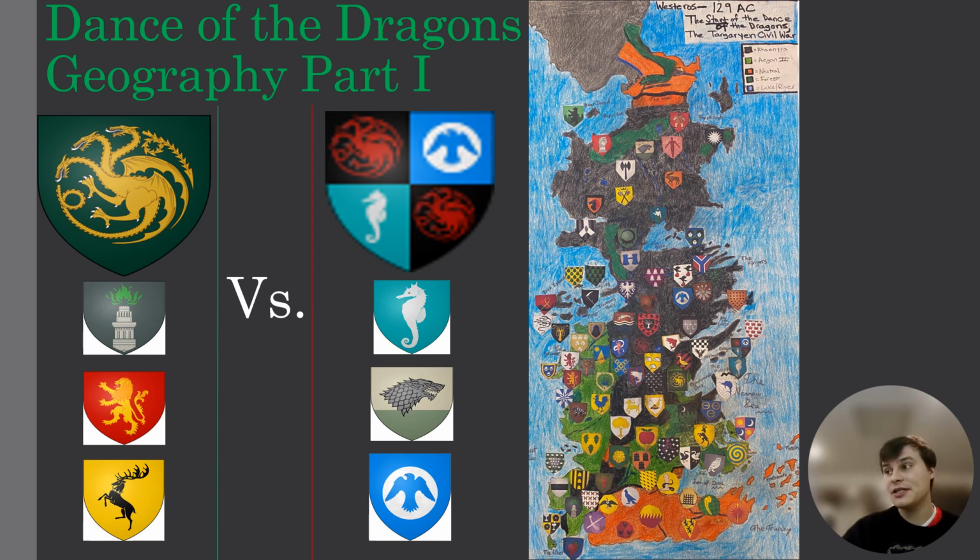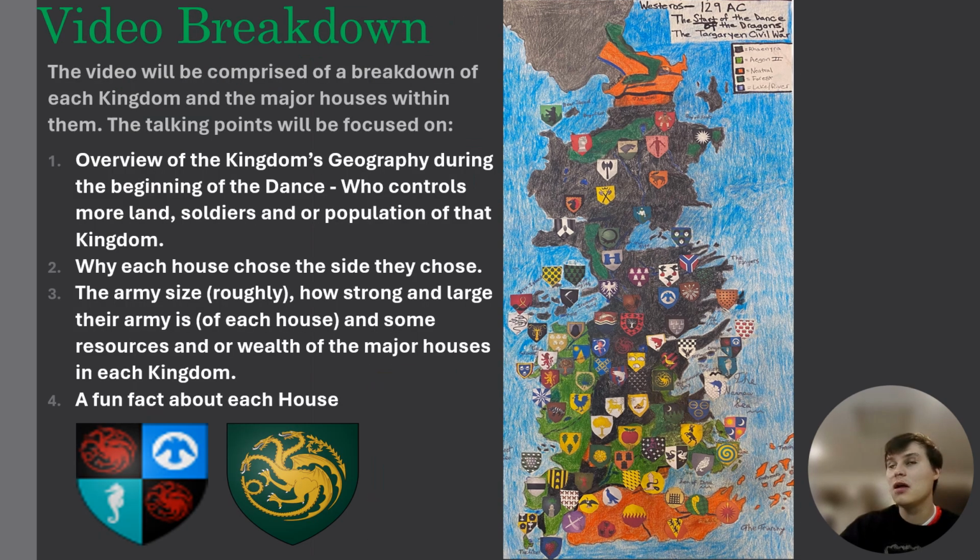I did my best with accuracy, but I had to make some assumptions, and you'll hear me say that throughout the video with certain houses that I'll explain. Some of the army sizes, for example, are based off of book numbers, internet research numbers, again, Fire and Blood, etc. And again, the sources will be in the description below.